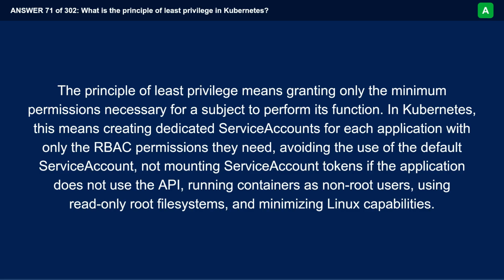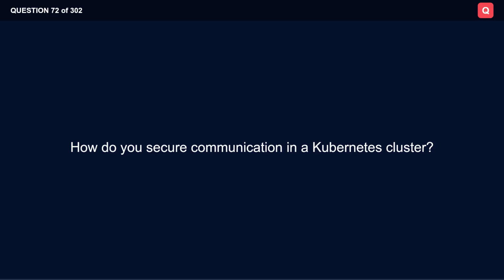Not mounting service account tokens if the application does not use the API. Running containers as non-root users, using read-only root file systems, and minimizing Linux capabilities. How do you secure communication in a Kubernetes cluster?